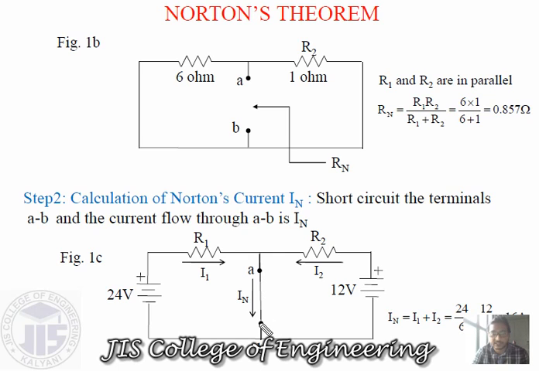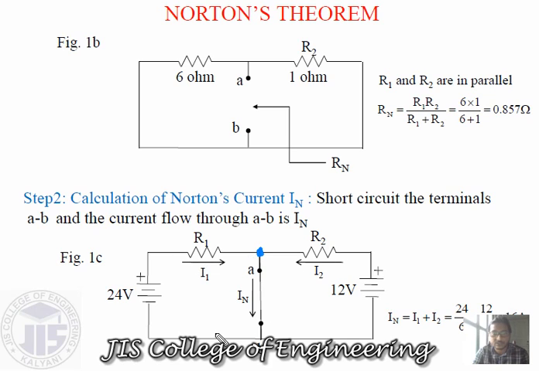Now what will be this current? Obviously this IN current is nothing but the I1 current and the I2 current, both are shorted over here, and there is a path. If we apply KCL at this particular junction point, I1 current is going into this node, and I2 current is also coming in, and IN current is leaving, so we can say IN is equal to I1 plus I2. Now how can you find I1 and I2?